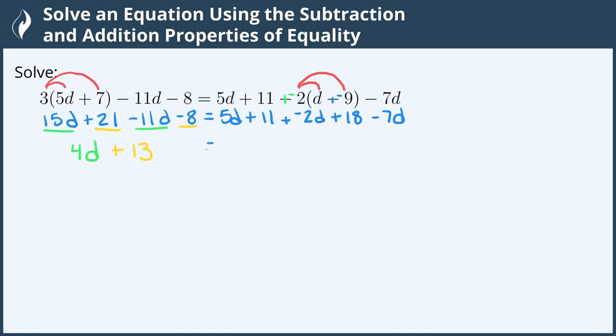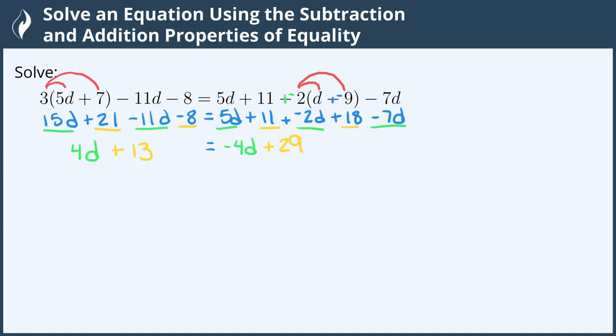And then on the right side, we'll find all of the like terms. We have 5d, negative 2d, and minus 7d. So we have 5d minus 2d gives us 3d, minus 7 gives us negative 4d. Then we can combine the other terms, 11 and 18, which gives us plus 29.